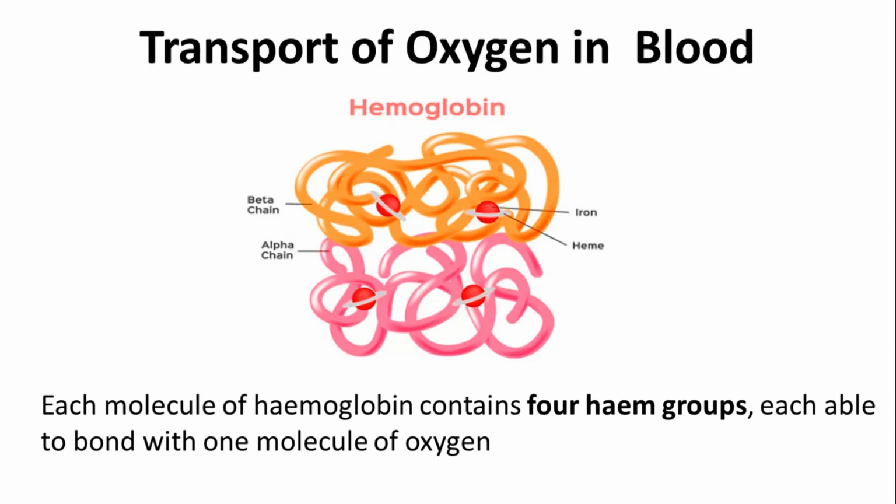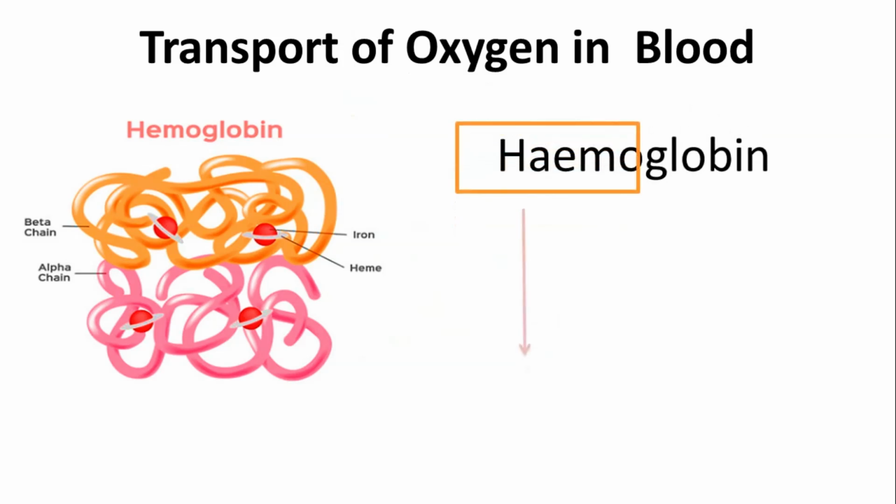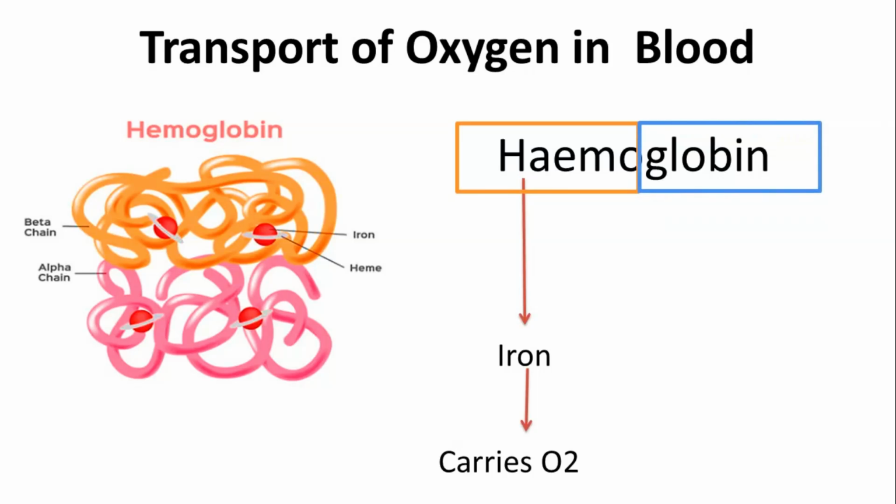The word hemoglobin consists of two main parts: hemo and globin. The word hemo means iron, and this part of the hemoglobin carries oxygen, whereas globin means protein, and the protein portion of the hemoglobin carries carbon dioxide. So in hemoglobin there are four protein chains, two alpha chains and two beta chains, and there is a heme group or iron group in each polypeptide chain.